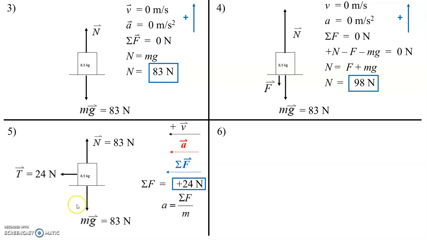So a equals sigma F over m. We're going to do positive 24 divided by 8.5. And we should be able to get positive 2.8 meters per second squared, or 2.8 meters per second squared to the left. Words are fine.